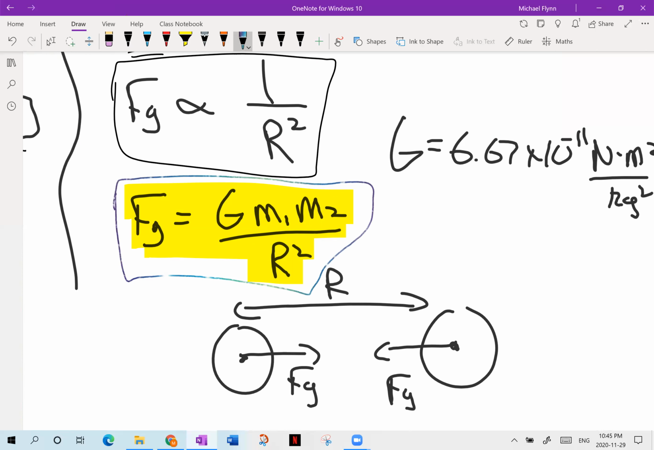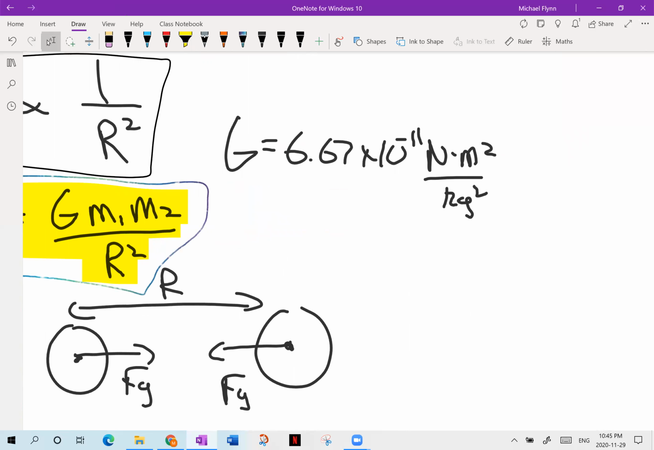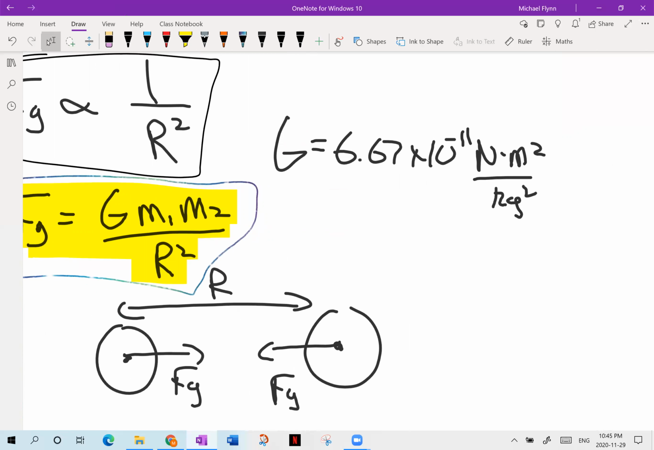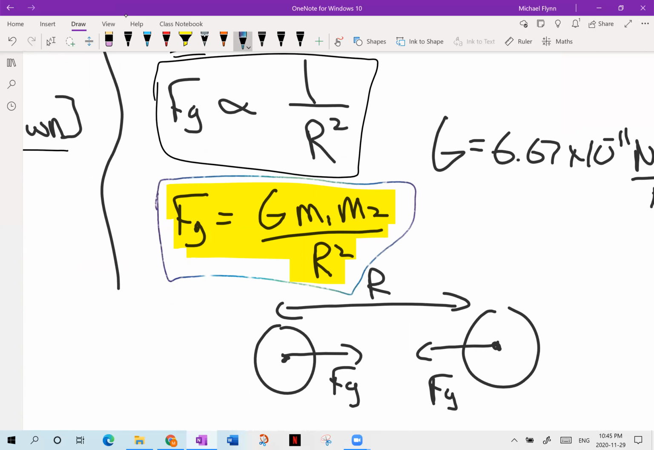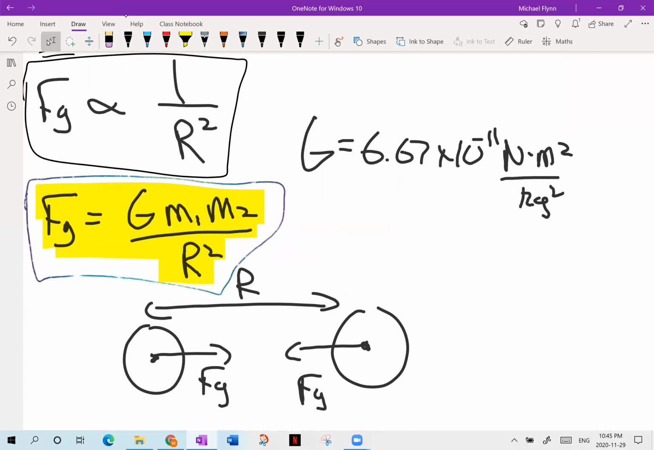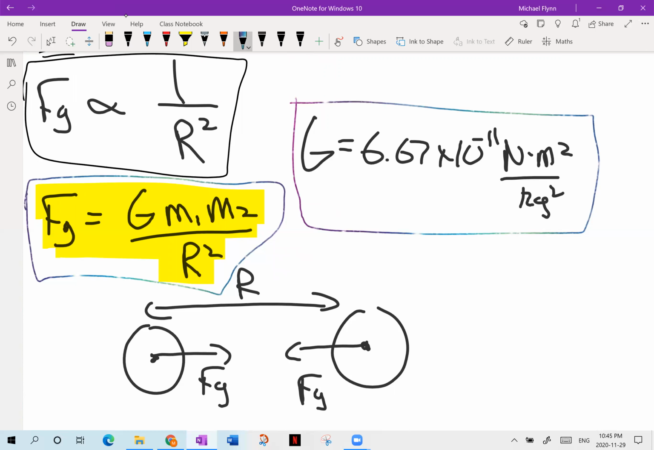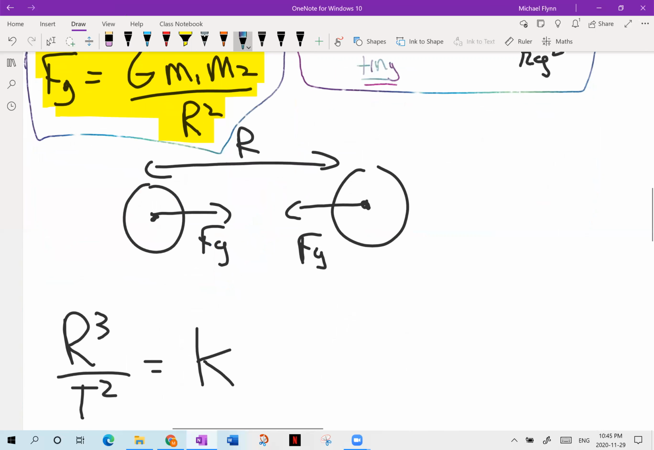We did this in grade 11, we touched on it once. But anyway, the universal force of gravity between two objects would be a constant, big G, times the product of the two masses divided by the square of the distance between them. And this is how big that constant is. It's a really tiny number, like 6.67 times 10 to the negative 11.